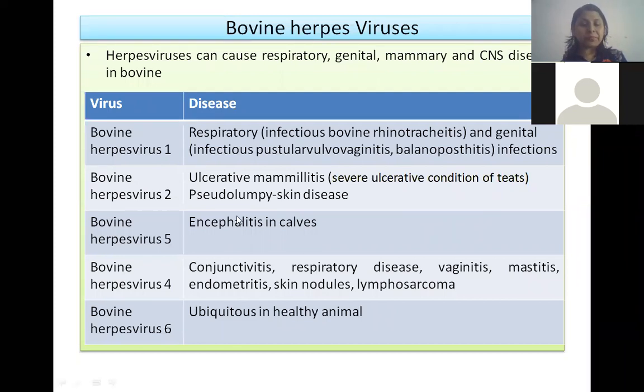Bovine herpesvirus 5 causes encephalitis in calves, and bovine herpesvirus 4 is reported in conjunctivitis, respiratory diseases, vaginitis, endometritis, skin nodules, and lymphosarcoma. Bovine herpesvirus 6 is present in healthy animals.